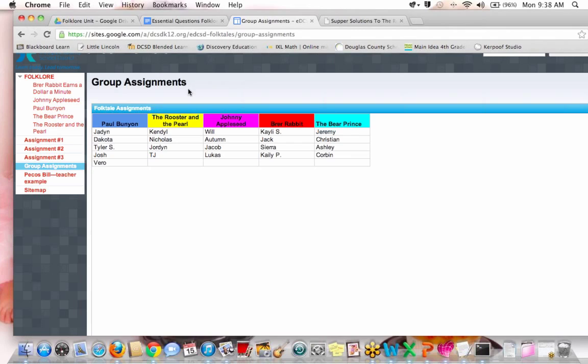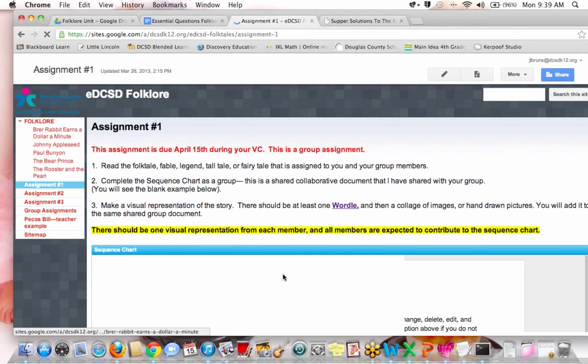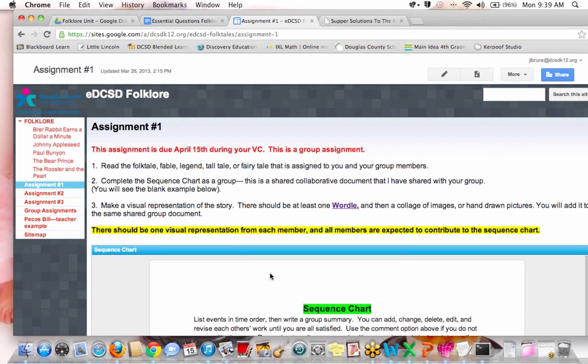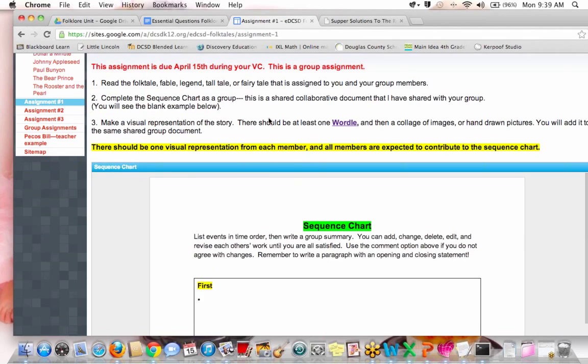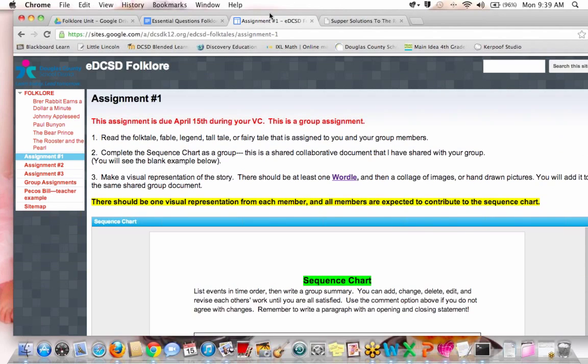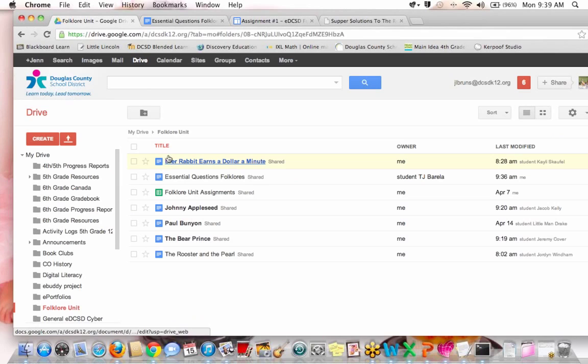I've looked at these and you all have done a great job. One thing that I think was confusing for some people is when they clicked on assignment 1, a lot of you went down here to this sequence chart and you were trying to fill in my blank sequence chart. You were like, I want to type right onto this one. That's not the one that I wanted you to do your assignment on. I actually created a specific sequence chart for each of those different stories. You can see the titles right here. And that was the one that I wanted you guys to actually do the work on.